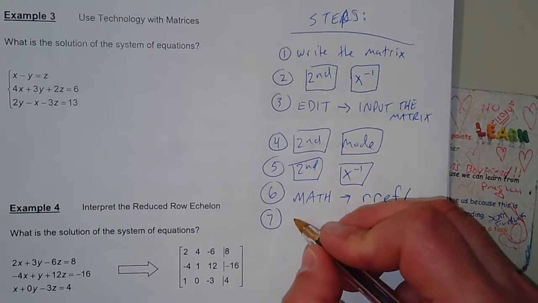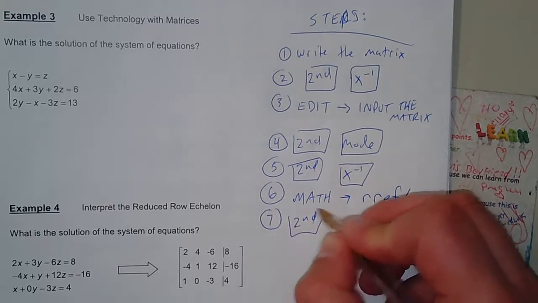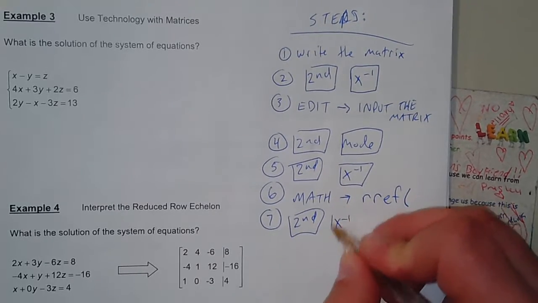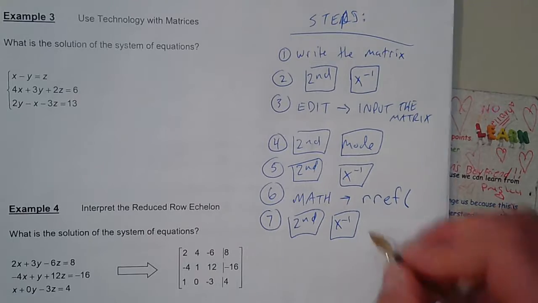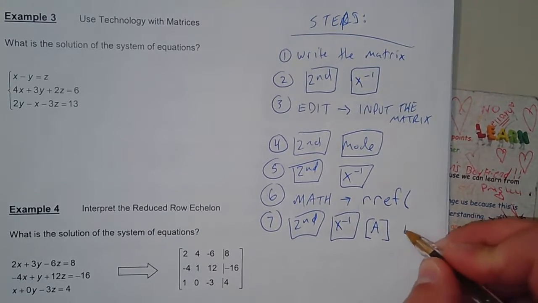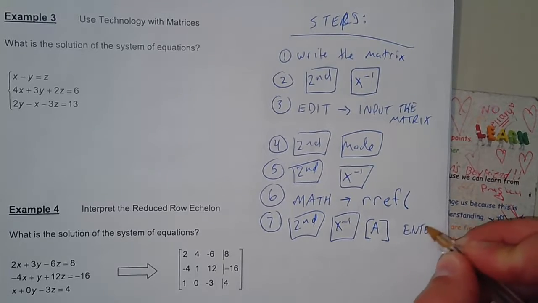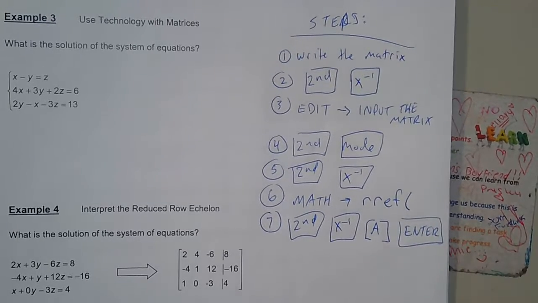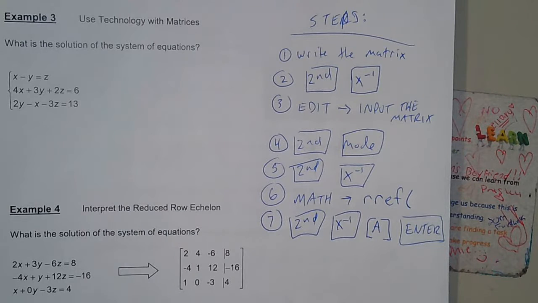Then the final step is you're going to press second. You're going to press the matrix button again, the X -1. You're going to pick matrix A, and then you're going to press enter. Again, I'm just writing this down so you have it to look at if you need to. After you've done this a few times, you're going to feel pretty comfortable. You're not going to keep referencing this. But for today, when you do, it's available for you.